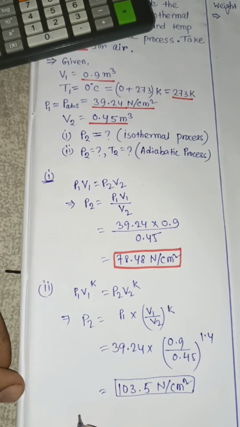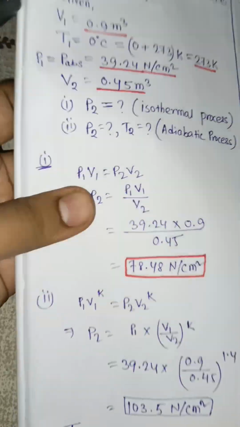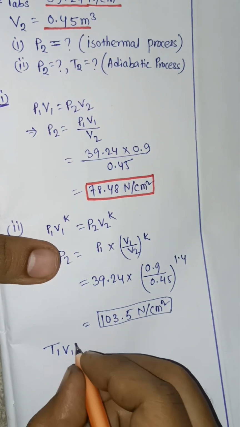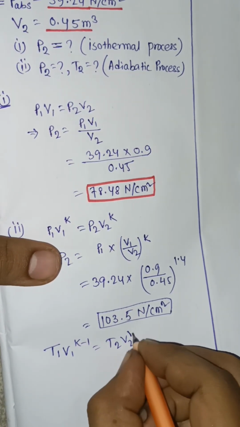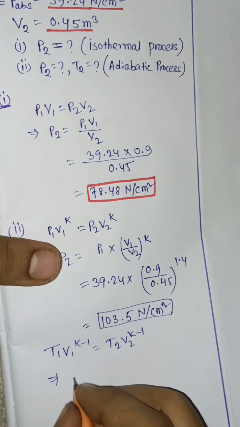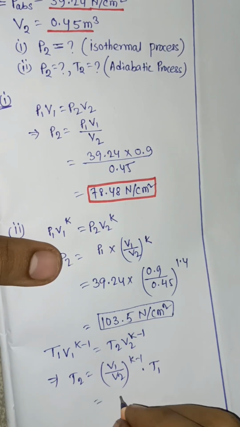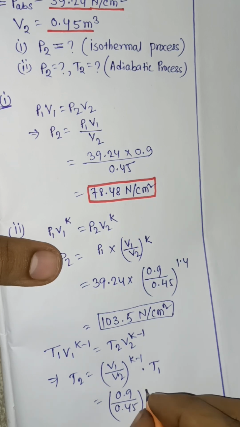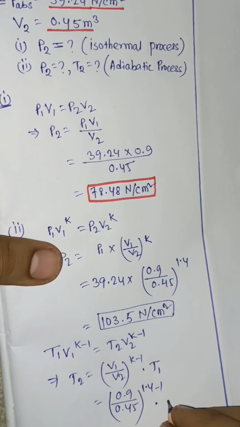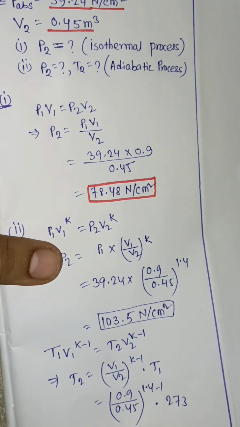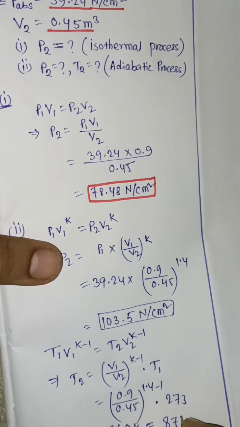And if you want to calculate the temperature, we know that for adiabatic process T1 V1 to the power K minus 1 is equal to T2 V2 to the power K minus 1. So from here, T2 is equal to V1 by V2 to the power K minus 1 into T1. So 0.9 by 0.45 to the power 1.4 minus 1 into T1. What is the value of T1? That is 273. So from here, you get the value, that is 360 Kelvin. And if you want to calculate in degrees Celsius, the answer will be 87 degrees Celsius. So this will be our answer.